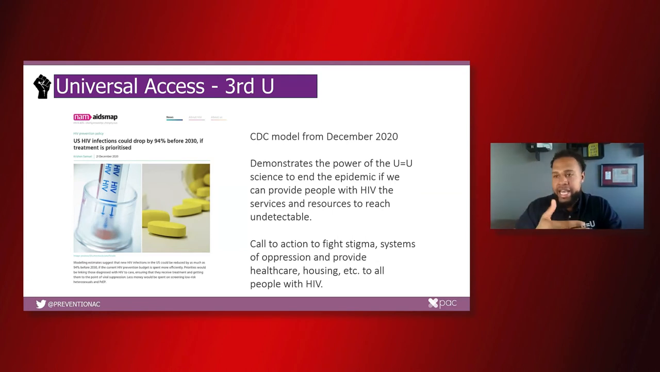Because the CDC is saying it, and NIH, Dr. Fauci, and so many other healthcare professionals who we deem to be notable and respectable in this field are telling us that we could literally end this epidemic by prioritizing people living with HIV first and ensuring that U equals U is being distributed to them and the education is being provided, then we can literally drop 94% of new HIV infections by 2030. And that's tangible, and we can do it. And you have the resources. Let's keep it going.